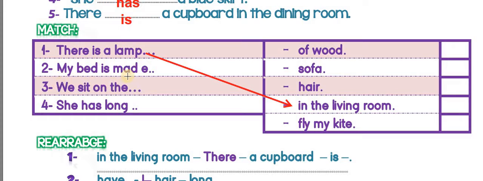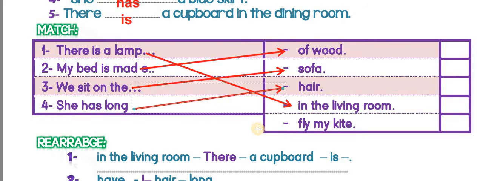my bed is made of مصنوع من. سريري مصنوع من خشب. my bed سريري is made of wood مصنوع من الخشب. we sit on نجلس عليه on the sofa. we sit on نجلس عليه السوفا كنبة. she has long hair عندها long ايه hair شعر طويل.